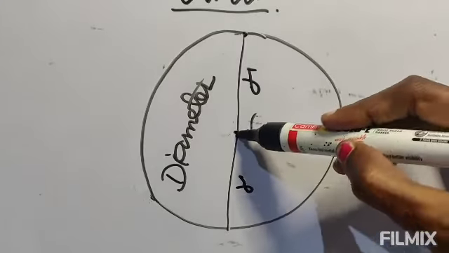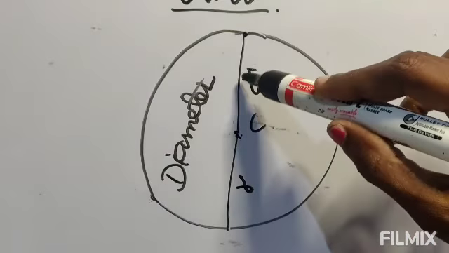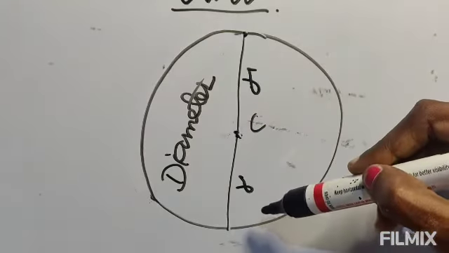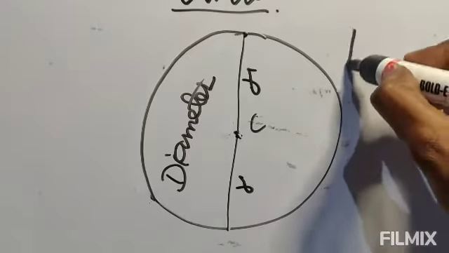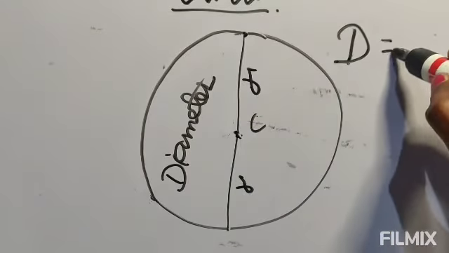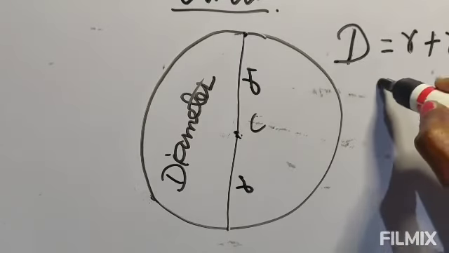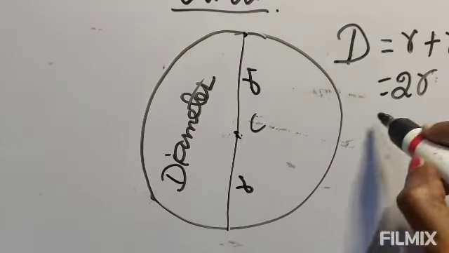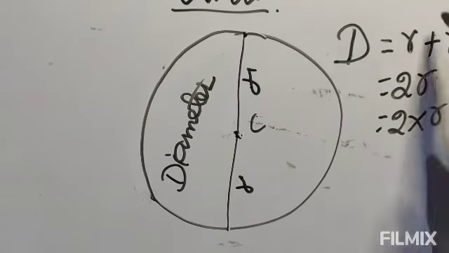If you divide it into 2 at the center, this side you will get 1 radius and this side you will get 1 radius. So diameter, I am writing capital D, radius we write R. So diameter is R plus R. We can write it as 2R, which is 2 into R.